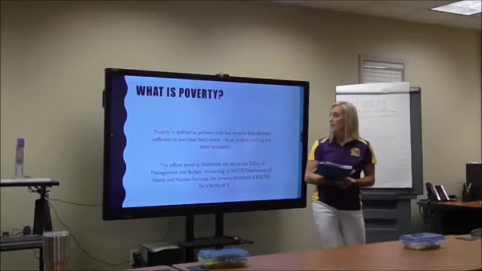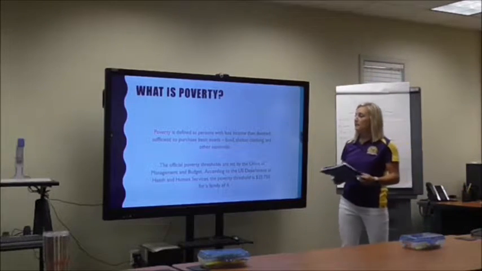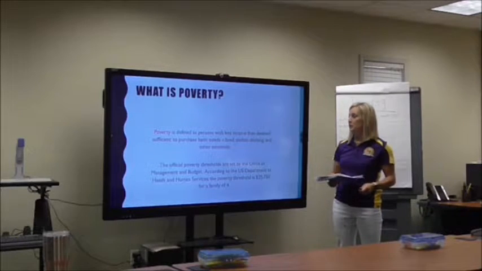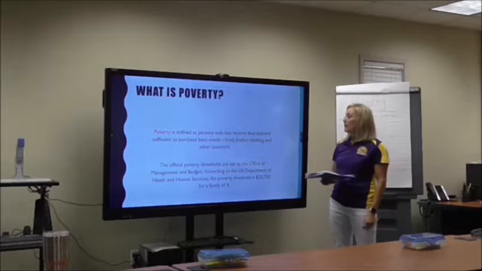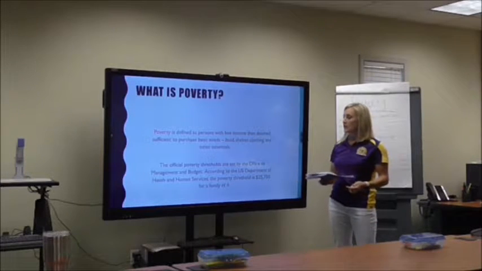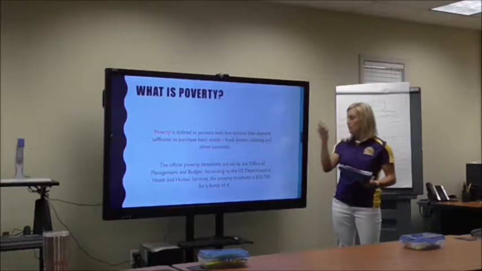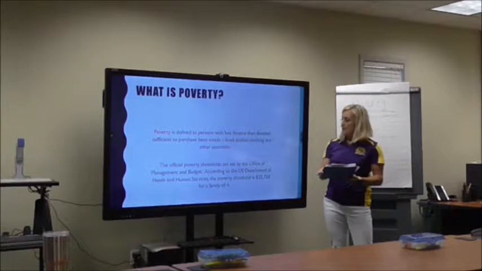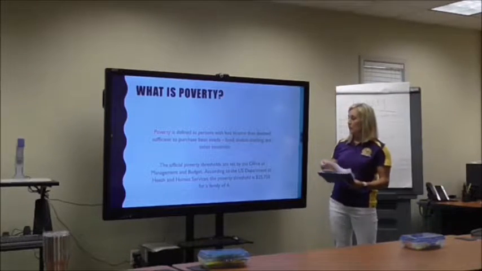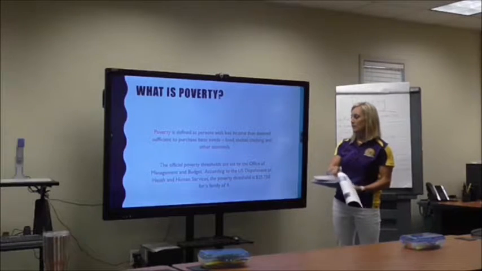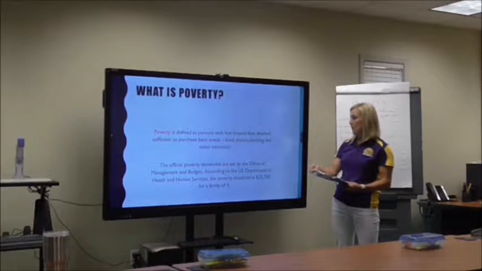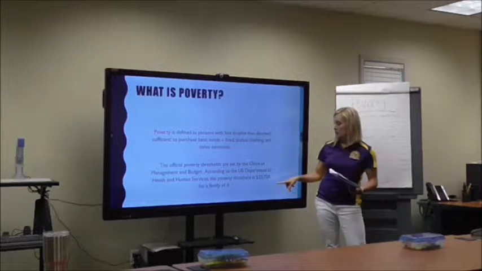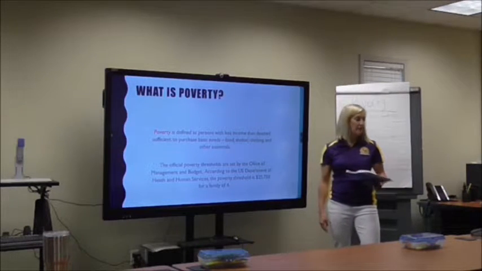Okay, so what is poverty? Poverty is defined as a person with less income than deemed sufficient to purchase their basic needs, like we already said, food, shelter, clothing, and other essentials. So if you're not able to purchase those things, then that's how poverty is defined. The official poverty thresholds are set by the Office of Management and Budget. According to the U.S. Department of Health and Human Services, the poverty threshold is $25,750 for a family of 4.